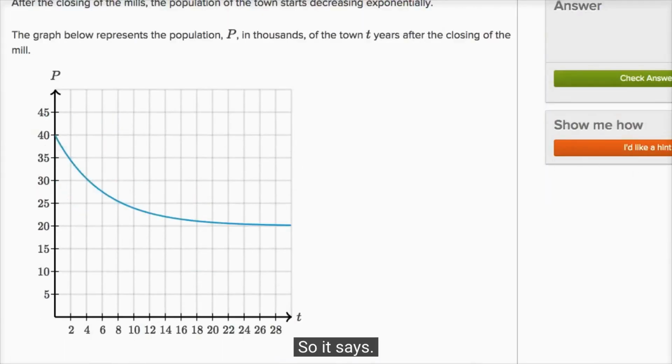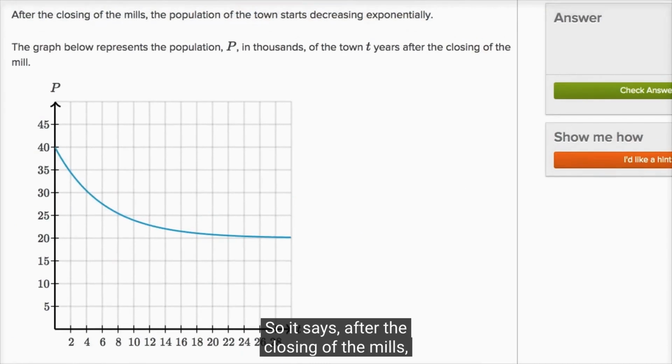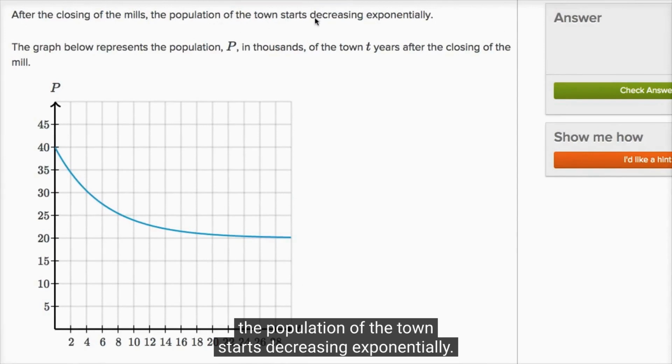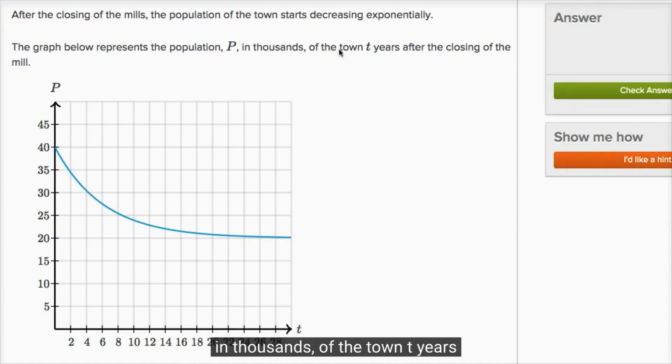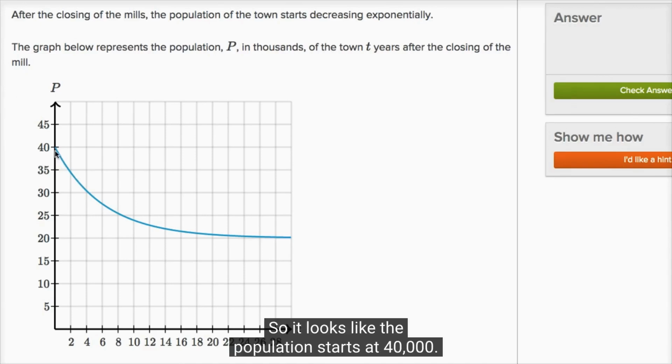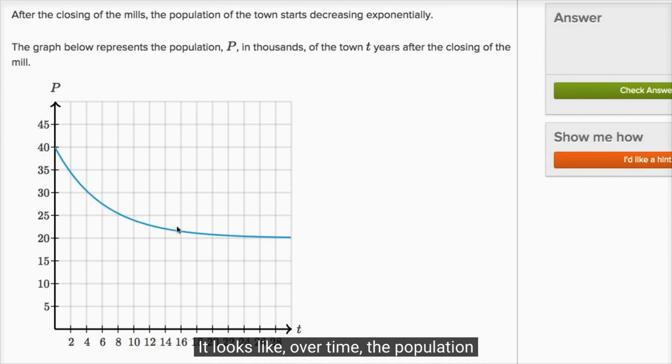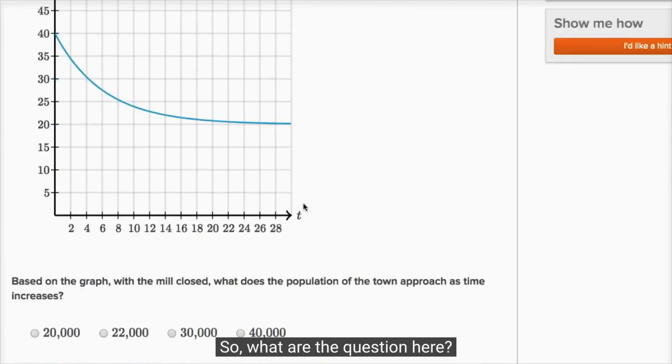So it says, let me scroll up a little bit. It says, after the closing of the mill, the population of the town starts decreasing exponentially. The graph below represents the population P in thousands of the town t years after the closing of the mill. All right, so it looks like the population starts at 40,000. It's decreasing exponentially. It looks like over time the population is approaching 20,000 people. So what is the question here? Based on the graph, with the mill closed, what does the population of the town approach as time increases?